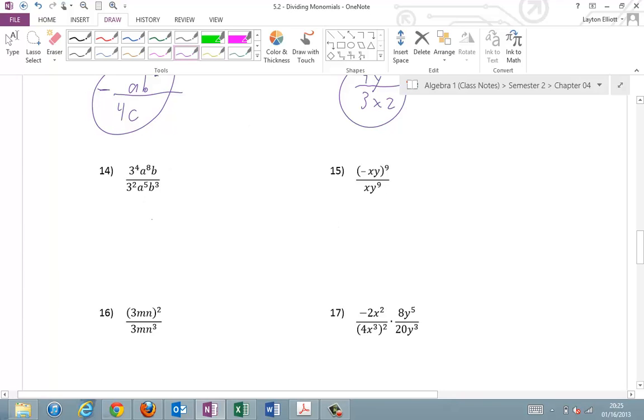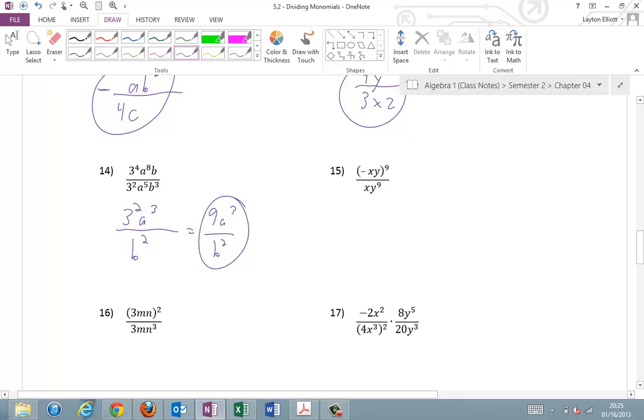Number 14, we have 3 to the 4th over 3 squared. Don't raise them yet. Let's just cancel the exponents by subtracting the exponents. We have a 3 squared on top. A to the 8th over a to the 5th is a to the 3rd. And b over b cubed leaves us with a b to the 2nd in the denominator. How do I know it's in the denominator? Well, because a b cubed is bigger than a b, and the bigger one will stick around where it was before. We're going to simplify this now to 9a to the 3rd over b to the 2nd.